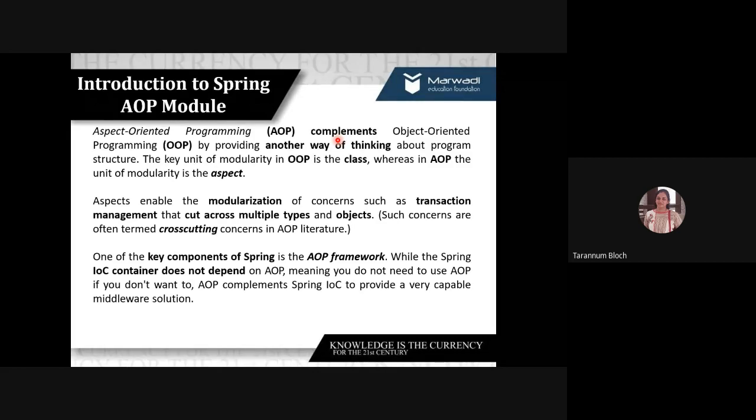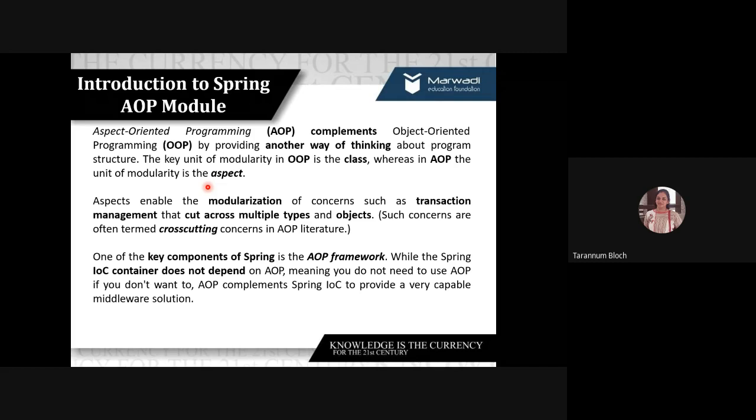Similarly, when I'm saying aspect oriented programming, it complements object oriented programming by offering a new way of thinking about your program structure. Over here, the key module of OOP is the class, whereas in AOP, the unit of modularization is the aspect.